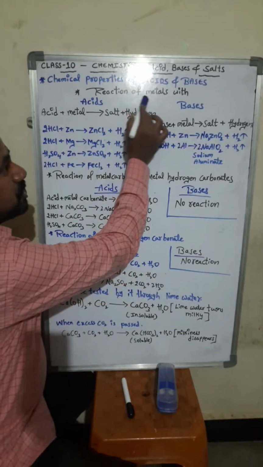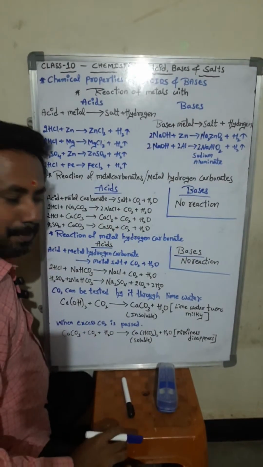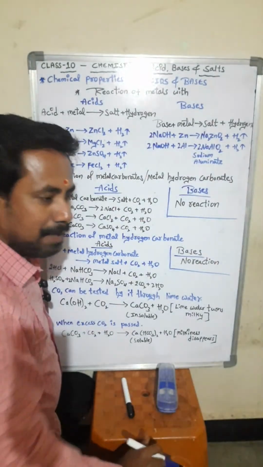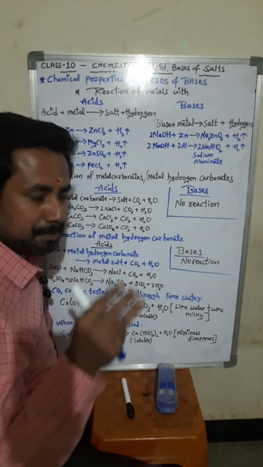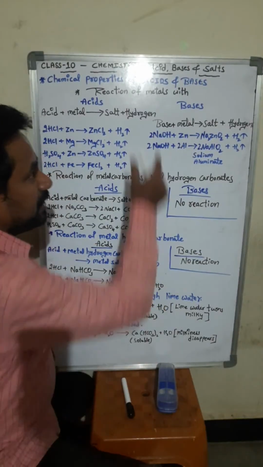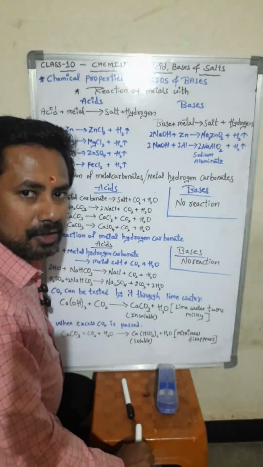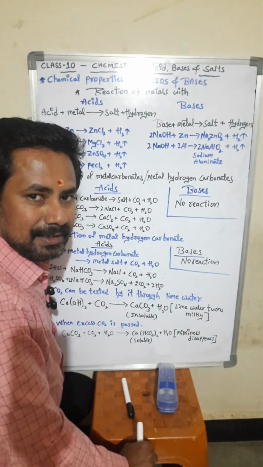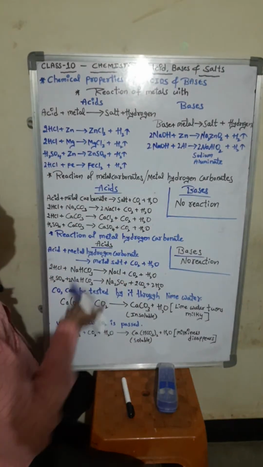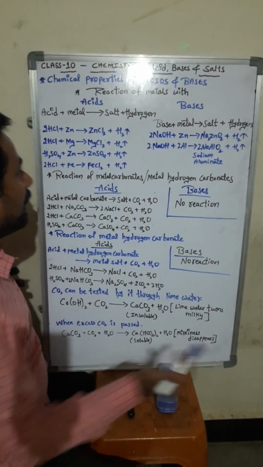Students, reaction of metals with acids and bases. In the periodic table, elements are classified into three types: metals, non-metals, metalloids. If these metals react with acids and bases, what will be the result? That is there in your syllabus. Let's continue. If these metals react with acids, what happens?